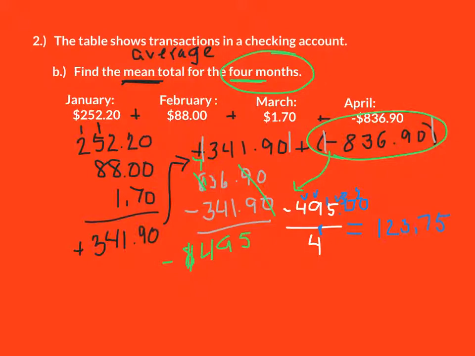And I do remember that this is negative. I'm actually going to rewrite it so we can see it nice and clear. It's negative $123.75.